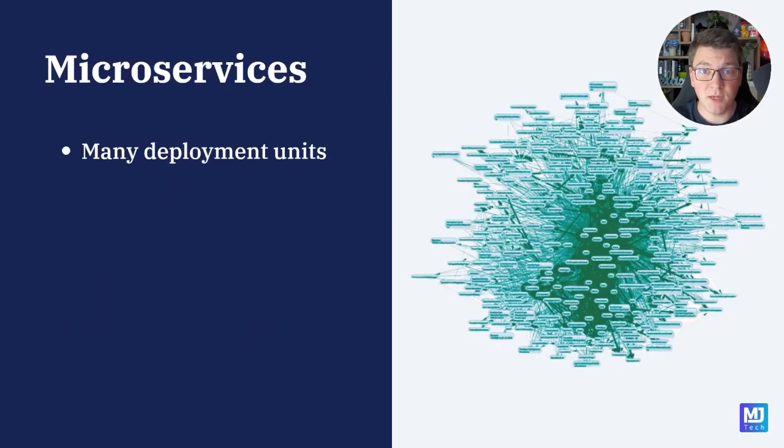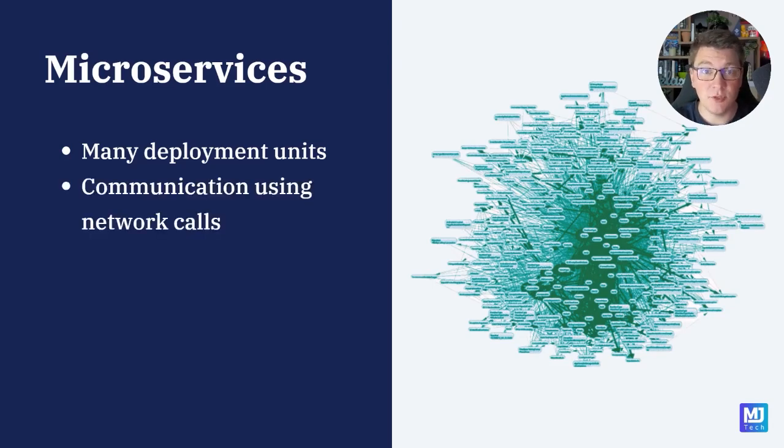On the other end of the spectrum, we have microservices. What I mean when I say microservices system is a system that contains many deployment units. These deployment units are logically and physically isolated services that come together to form the microservices system. Because we are now in a distributed system, the communication between the services has to use network calls.